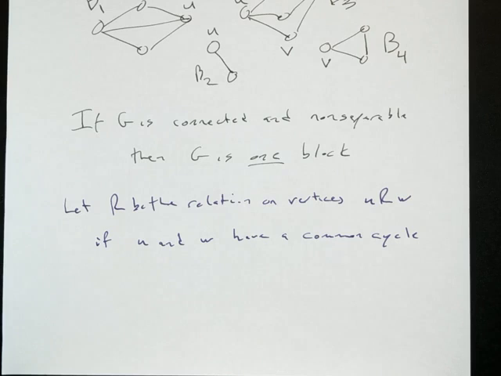Every vertex shares a cycle with itself, right? If I can go on a cycle from U to W, then I can go on that same cycle from W to U, can't I? If I can go from U to W and W to V, I can go from U to V. Just glue the two cycles together. Which means we get a partition of the vertices into equivalence classes.